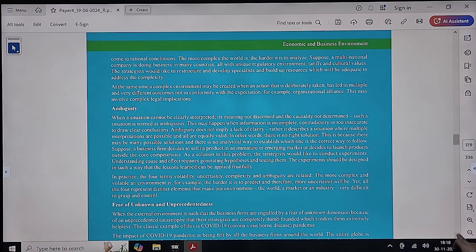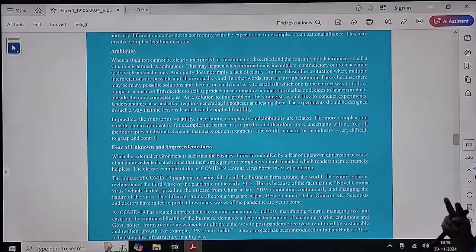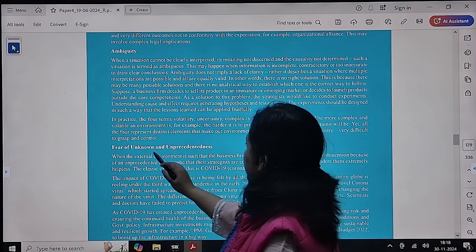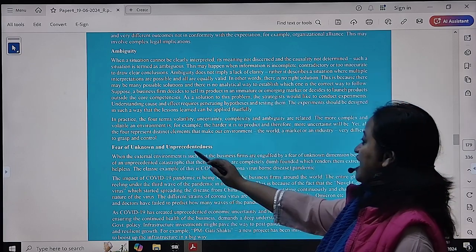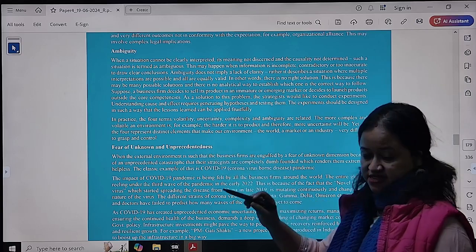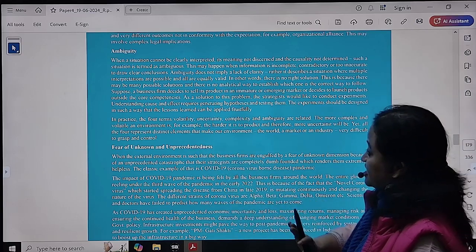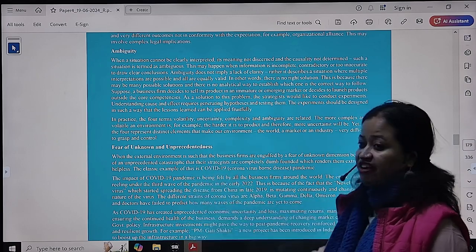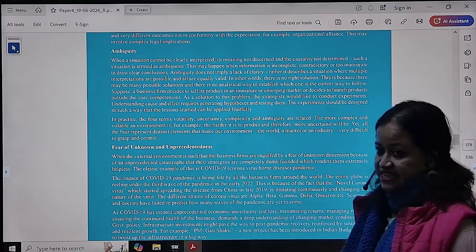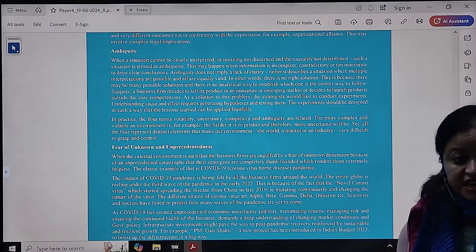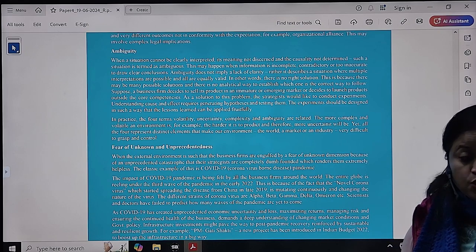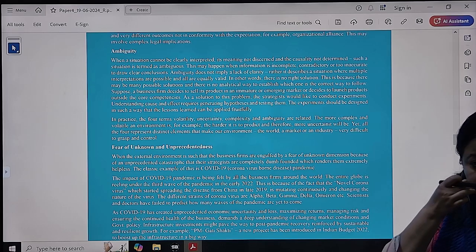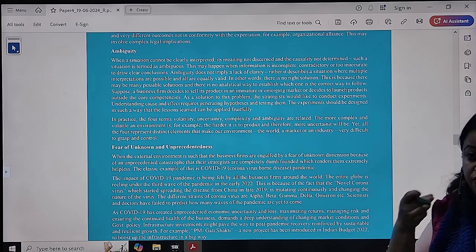Now, VUCA. FU, F means fear of unknown, and U means your unprecedentedness. So here, COVID-19 is the clear example of fear of unknown and unprecedentedness. को कभी पता ही नहीं था या पता ही नहीं है कि ऐसा हो सकता था या ऐसा होगा, right? Suddenly it has come. That is fear of unknown.